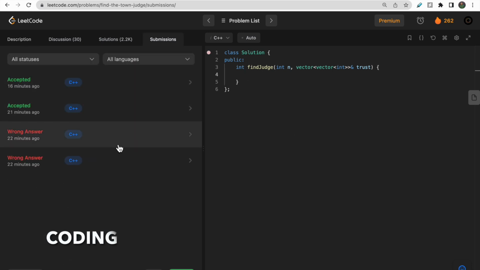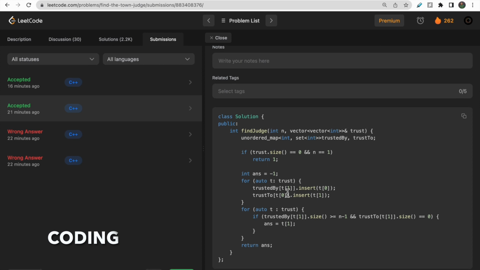Okay, so one possible solution would be, as I told you earlier, to use unordered maps: trusted by and trusted to. Trusted by, for a person, let's say 2, will store all the persons that are trusted by 2. And trusted to will store the array or the set of persons that 2 trusts. So if the size of trusted by of i is greater than or equal to n minus 1, and trusted to is equal to 0, it means that person doesn't trust anyone, and that person is trusted by all n minus 1 people. So in that case we will get our answer. Got it?